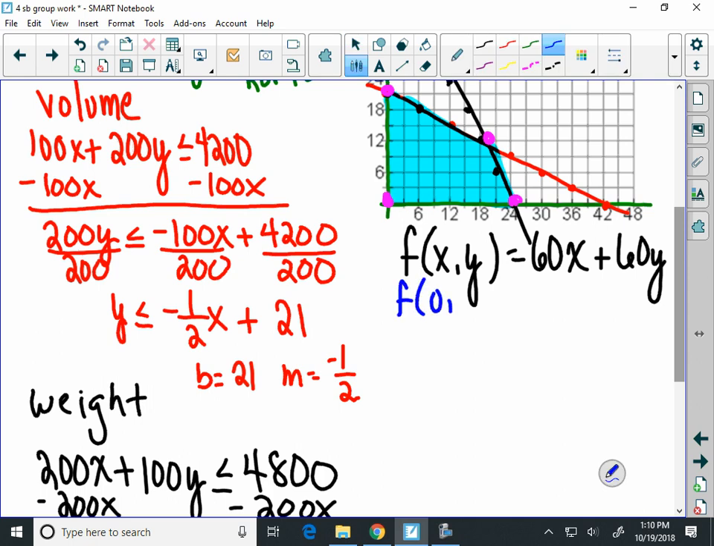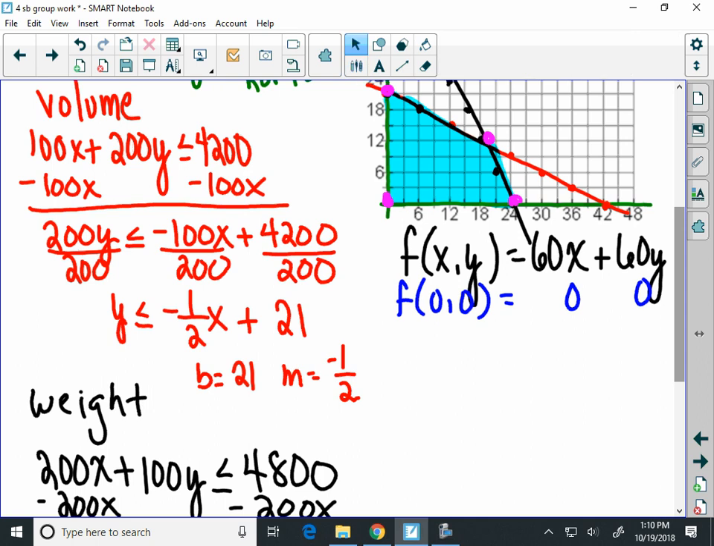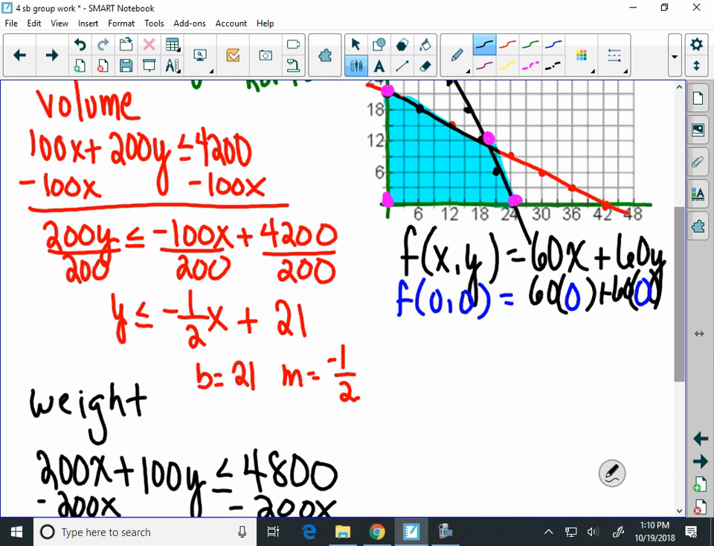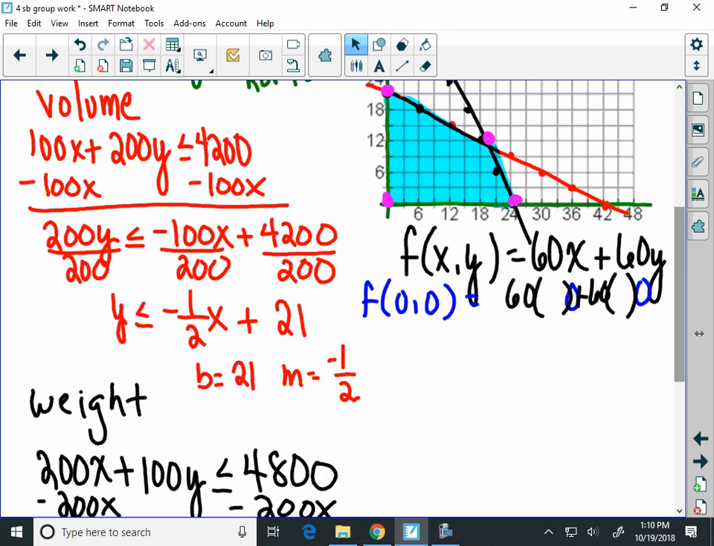F of 0, 0. Once again, this means that we're going to use 0 rectangular containers and 0 cylindrical containers. The zeros go in for both x and y, but ultimately what that means is that we're not going to make any money at all. And again, my space is really tight. I'm going to scoot that over.